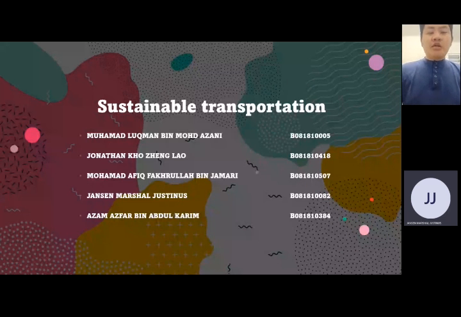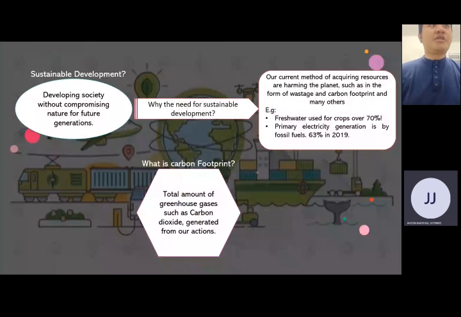The topic for our team that we will be touching about is sustainable transportation. But before we can move on, there are a few concepts that we need to learn about. For example, what is sustainable development? Basically, sustainable development is to develop our society without compromising nature for future generations.